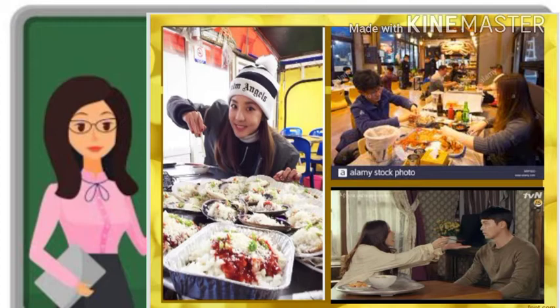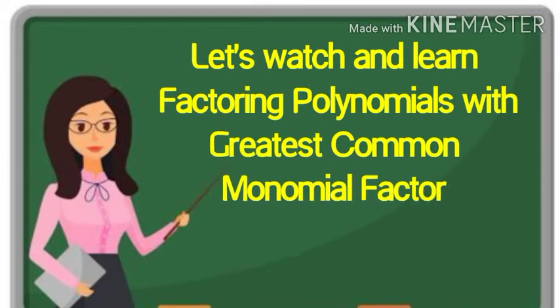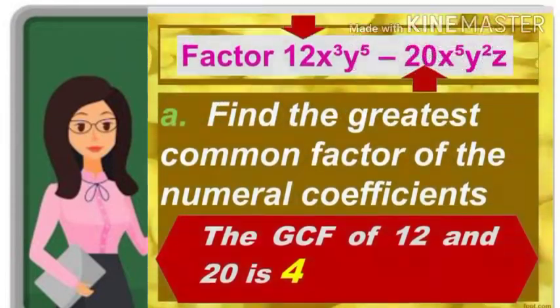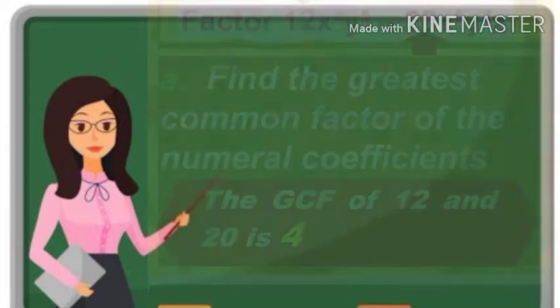Now, let us study the illustrative example on how factoring the greatest common monomial factor is being done. Let us factor 12x cubed y to the fifth power minus 20x to the fifth power y squared z. Now remember that the first thing that we have to do is to find the greatest common factor of the numerical coefficients. So the numerical coefficients in these expressions are 12 and 20. And the GCF of 12 and 20 is 4.